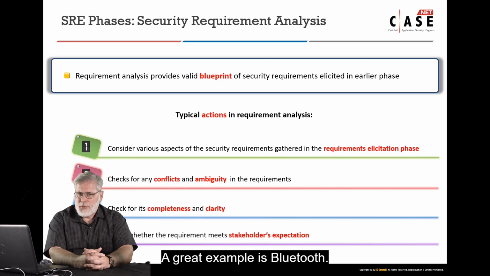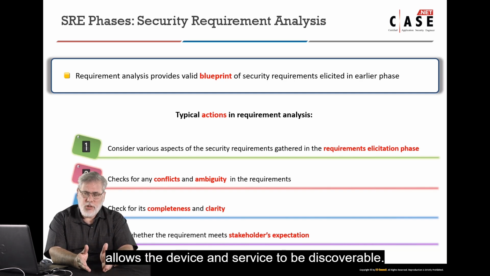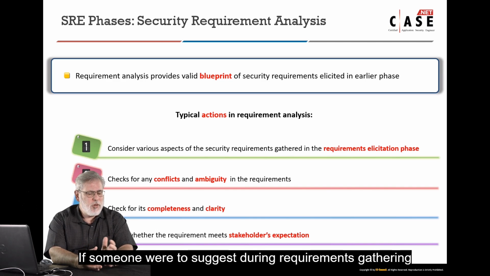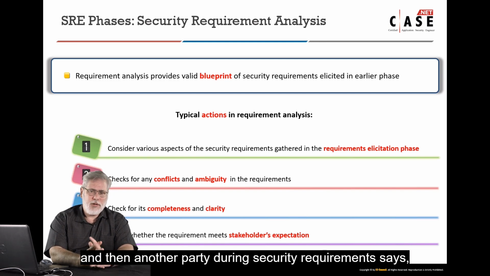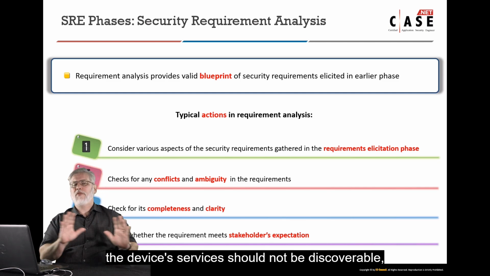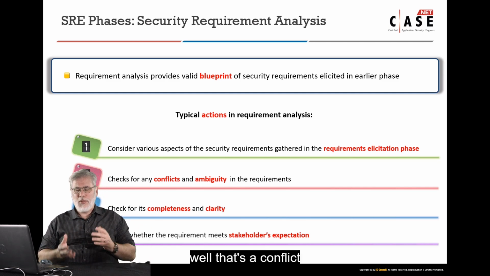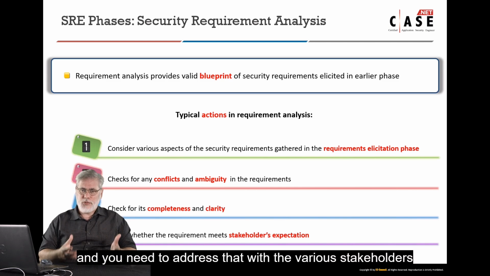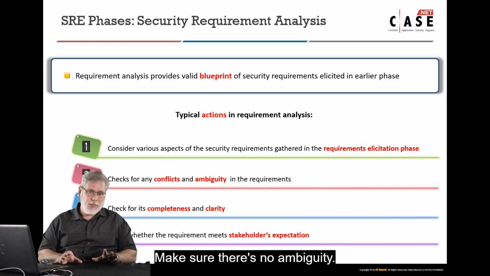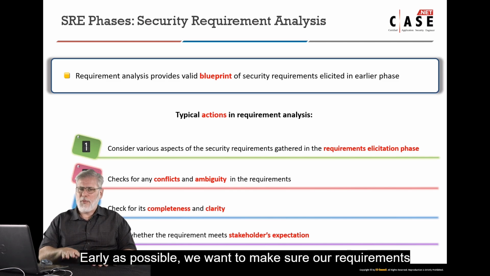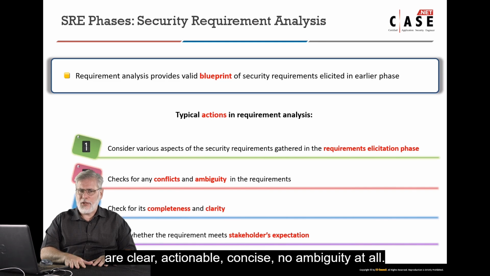A great example is Bluetooth. Bluetooth, by definition, allows the device and service to be discoverable. If someone were to suggest during requirements gathering that the device must be Bluetooth enabled, and then another party during security requirements says the device's services should not be discoverable, well, that's a conflict. And you need to address that with the various stakeholders and see if it can be sorted out. Make sure there's no ambiguity. Early as possible, we want to make sure our requirements are clear, actionable, concise, no ambiguity at all.